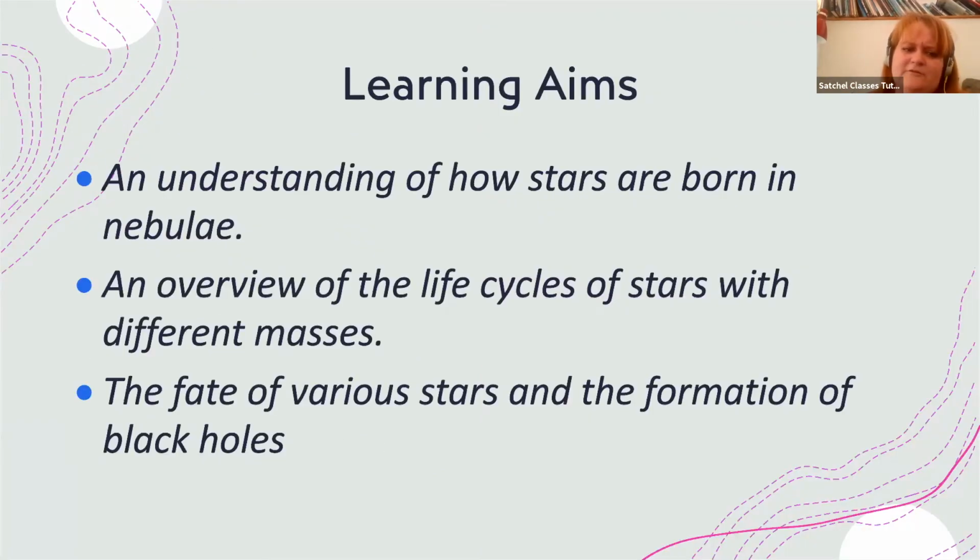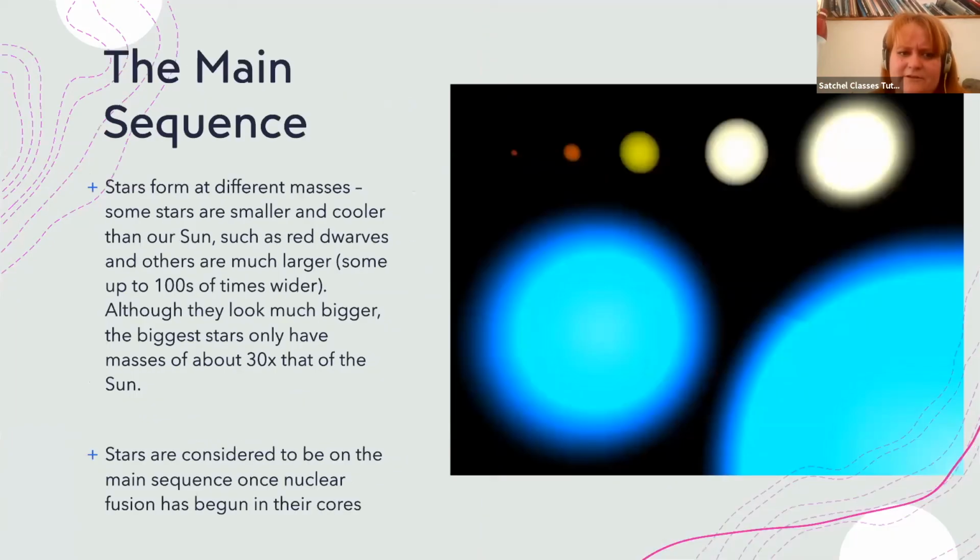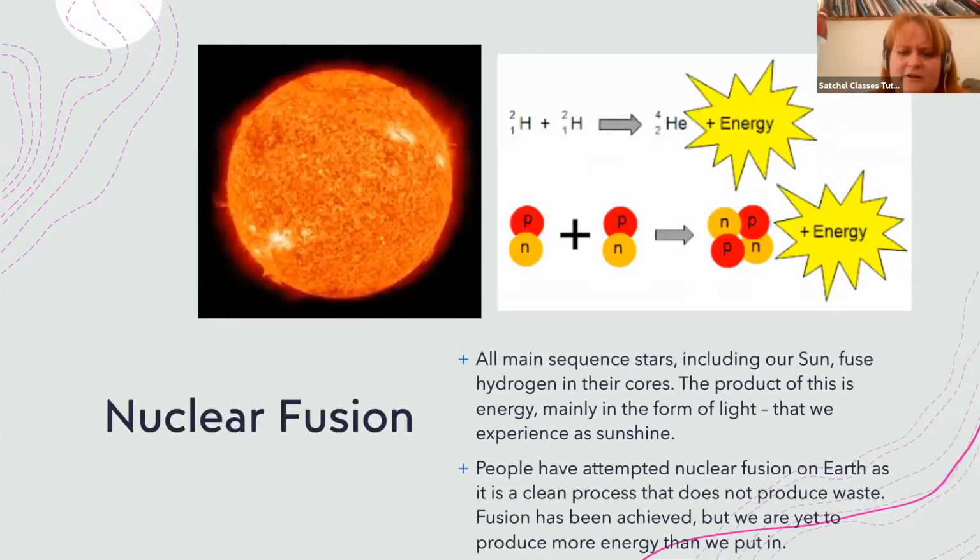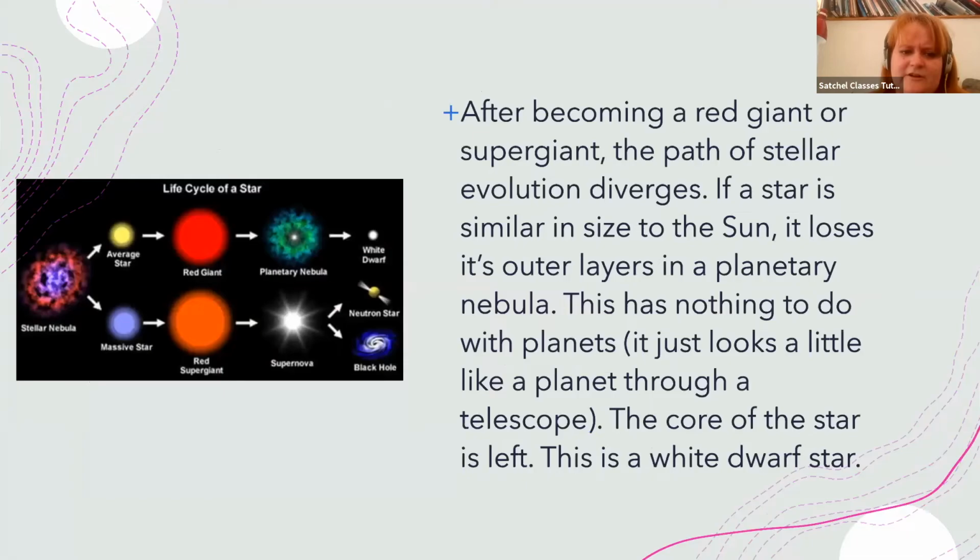Overview of life cycles of stars with different masses. So if we want to look back, different life cycles of stars. The average star, so a sun-like star: red giant, planetary nebula, white dwarf, and fading away over time. A massive star, so over about 8 to 10 times the mass of the sun: red supergiant, slightly different, but it just gets bigger than the red giant.